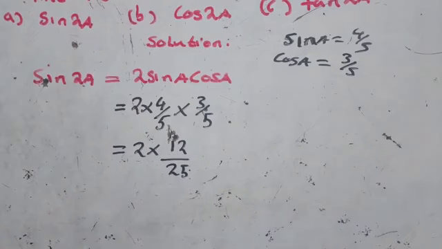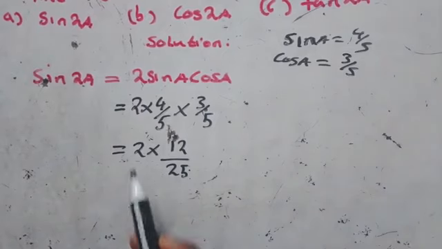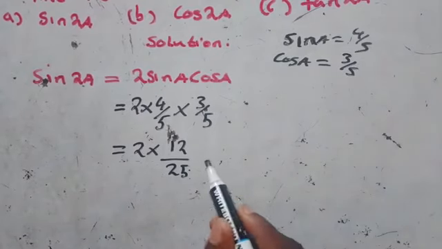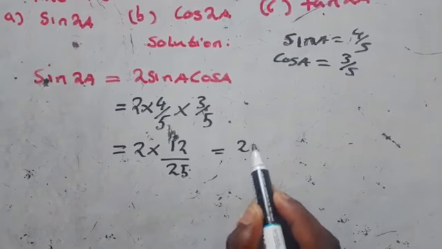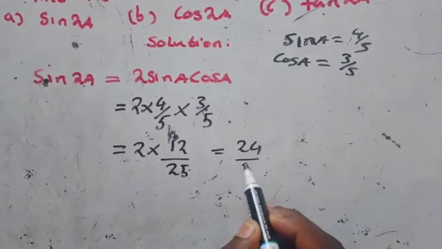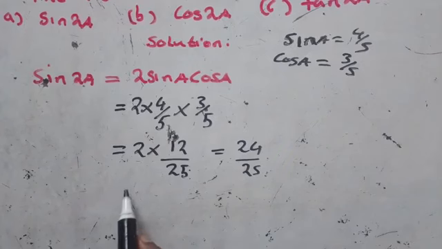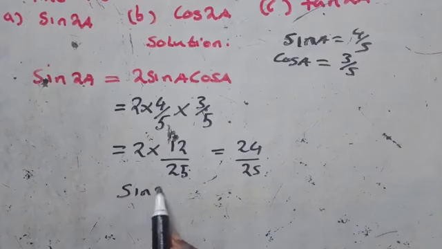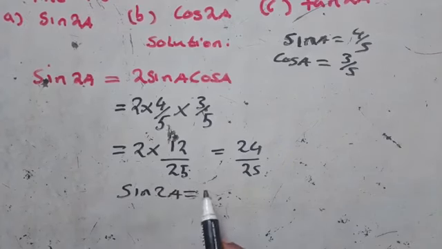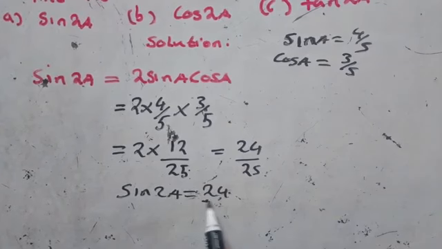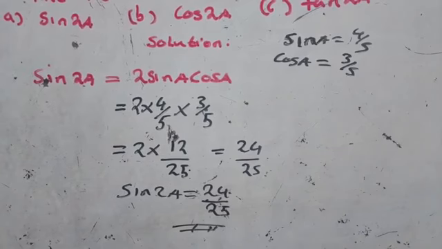Then here you also multiply. So we're going to have 2 multiplied by 12, it will give us 24 over 25. So this is sin 2A. So we can conclude that sin 2A is equal to 24 over 25. So this here is sin 2A.